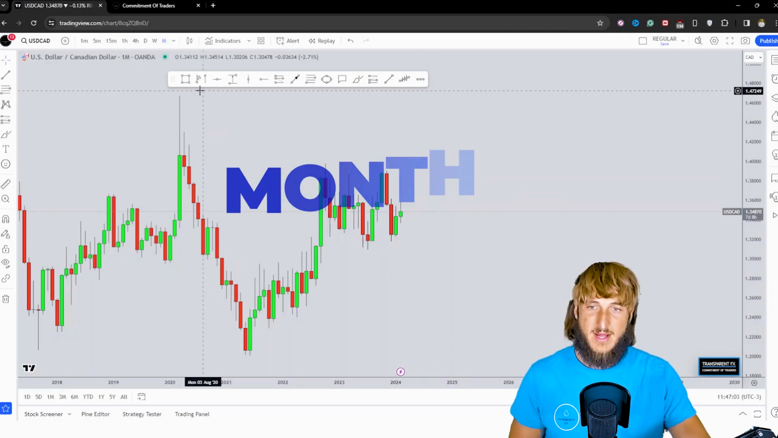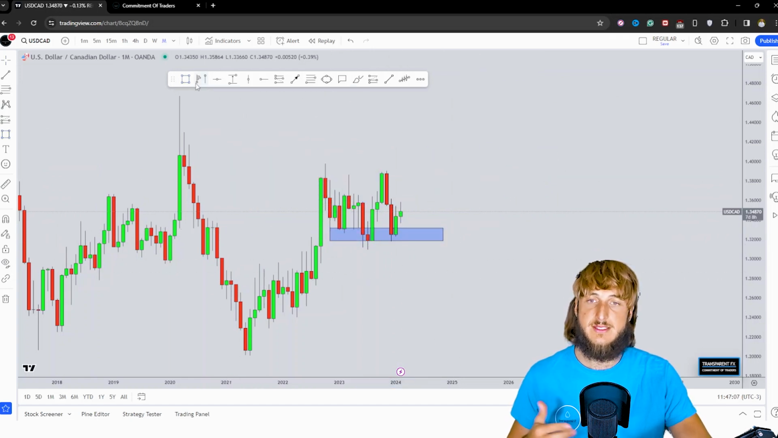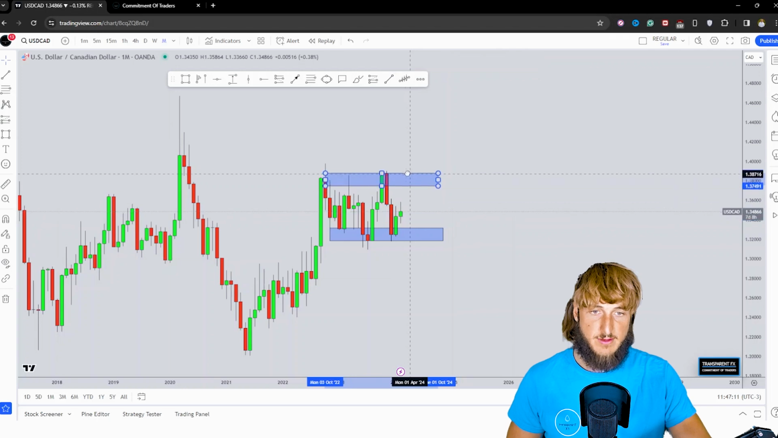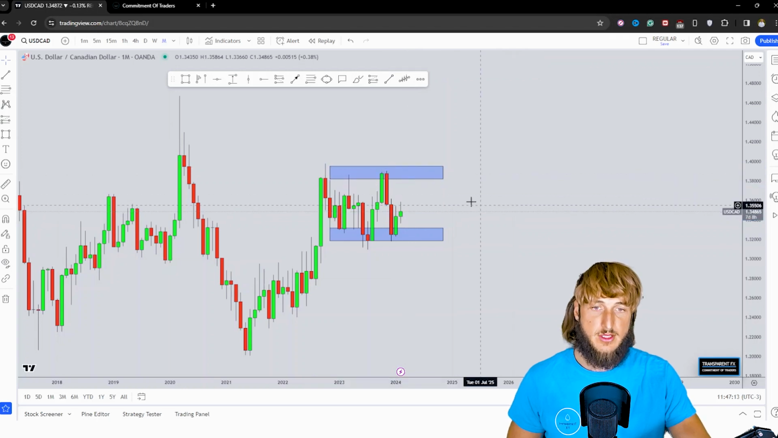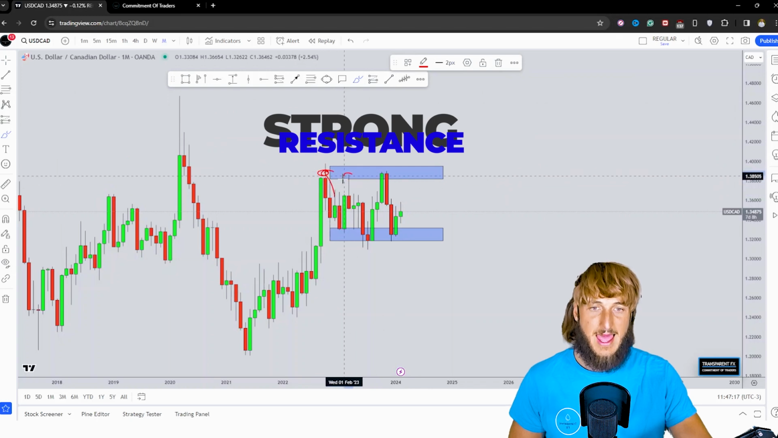Starting here from the monthly time frame, what we can see is that we have a market which at the moment is trapped in between two quite important structural levels. In fact, what we can see is that here at the top, we have a quite strong resistance zone, which already has been tested and rejected to the downside multiple times.